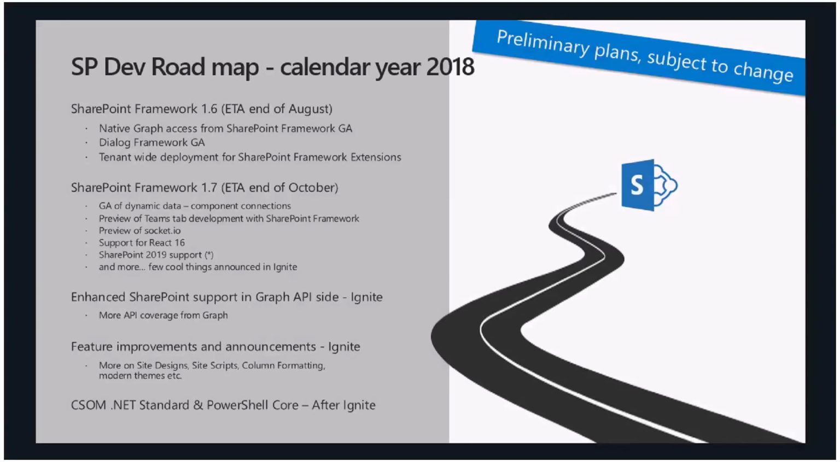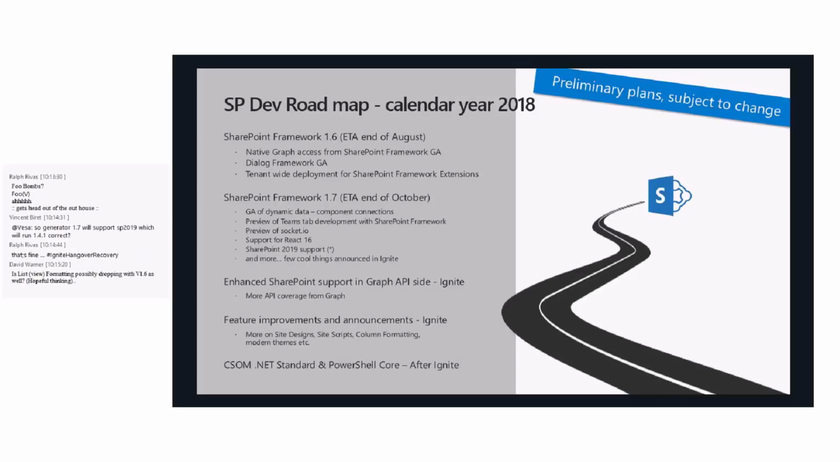Now, obviously, there will also be enhanced SharePoint support in the Graph API. We can announce some things there at Ignite. There's plenty of work being done there. There will be general feature improvements in other areas, functionality areas like site designs, site scripts, modern themes, and all of that stuff. And then I just wanted to make sure that this is mentioned in our roadmap slides as well. So CSOM .NET Standard and PowerShell Core are both in the roadmap, but these are now scheduled to get started after Ignite. So hopefully by end of the year, we'll have CSOM .NET Standard officially out from Microsoft, which clearly has a clear demand as well.